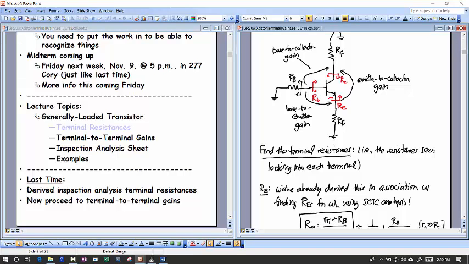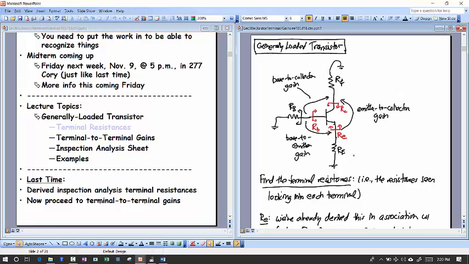So this was what we were looking at, our generally loaded transistor. We got all the resistances seen looking into the terminals, while the other terminals are loaded with other resistors. Okay?